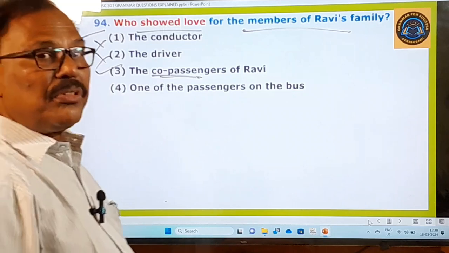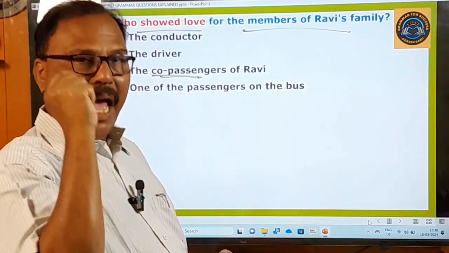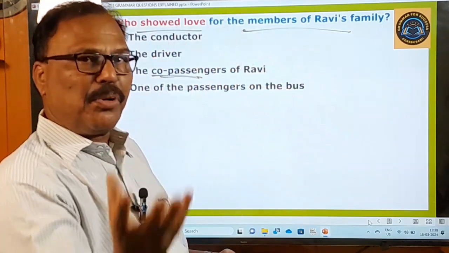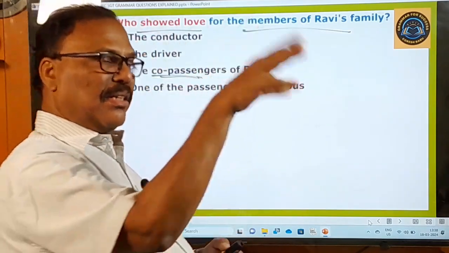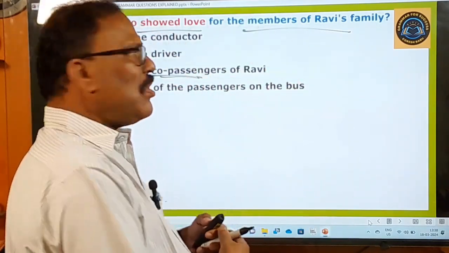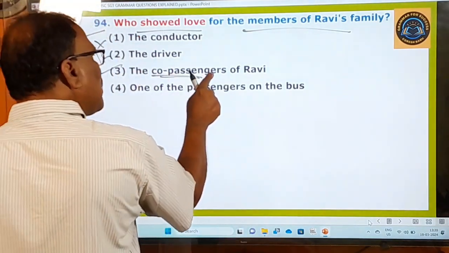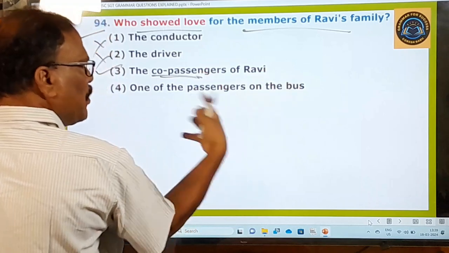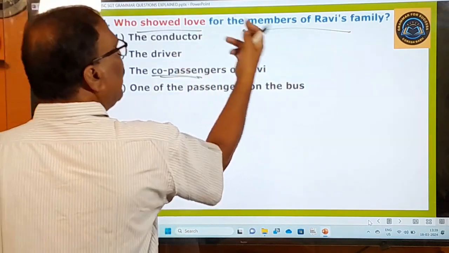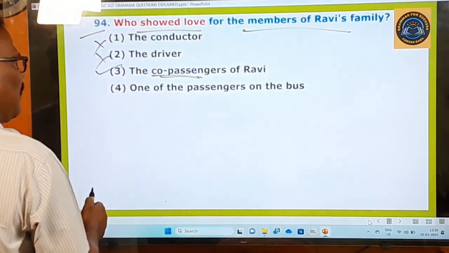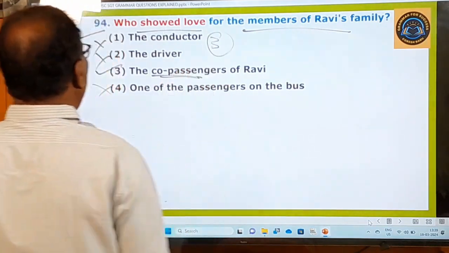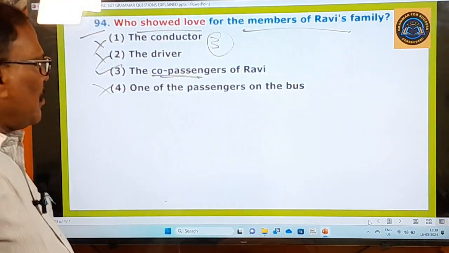What did they do? They took each one apple. And after the bus reached Delhi, they put that apple in that apple box carefully. So in that way, the co-passengers of Ravi helped Ravi in carrying the apples to Delhi, and in that way, they showed their love for the members of Ravi's family. One of the passengers of the bus, no. So third one is the right one. And now you move on to the next question.